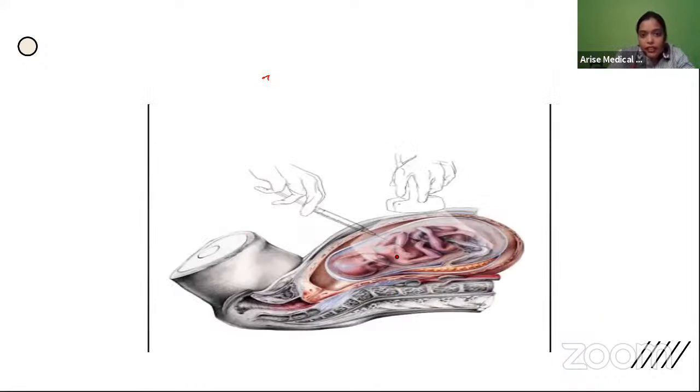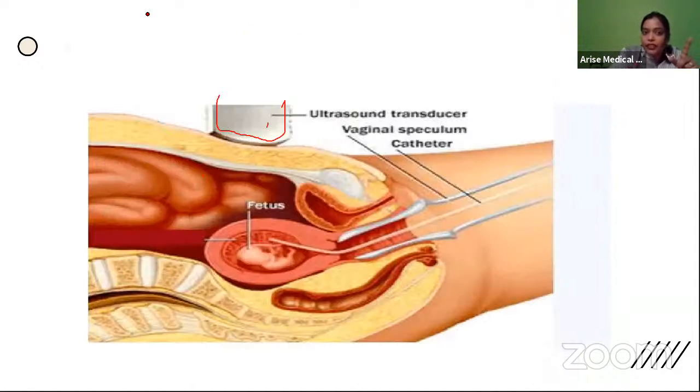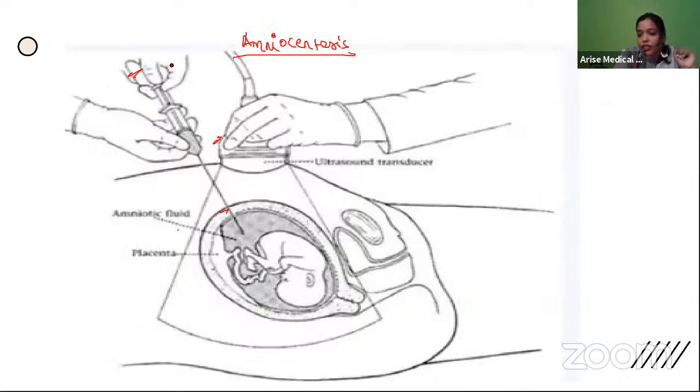This one, where the needle is going towards the cord and from there they're taking the blood, is called cordocentesis. So basically you have three things here, guys. You basically have three things for karyotyping. One is chorionic villus sampling, CVS. One is amniocentesis, one is cordocentesis.